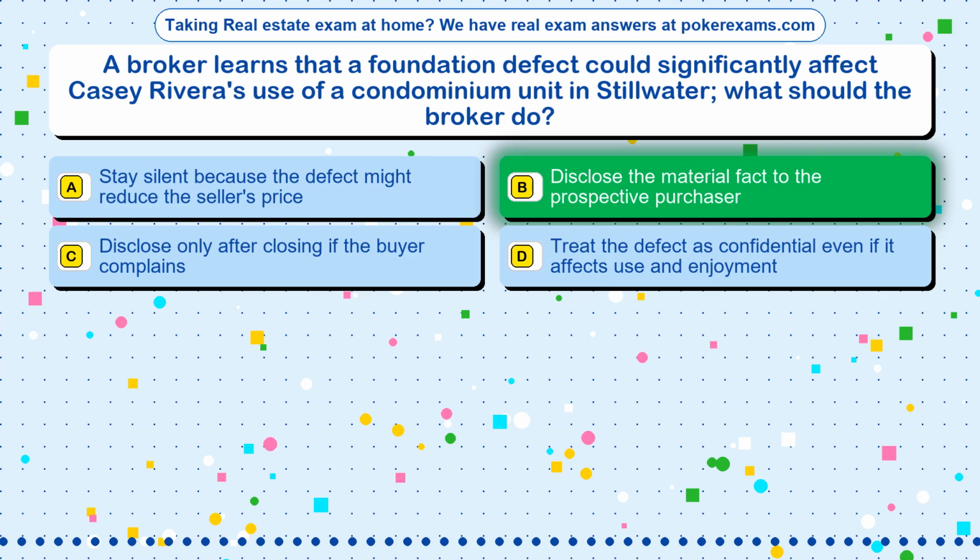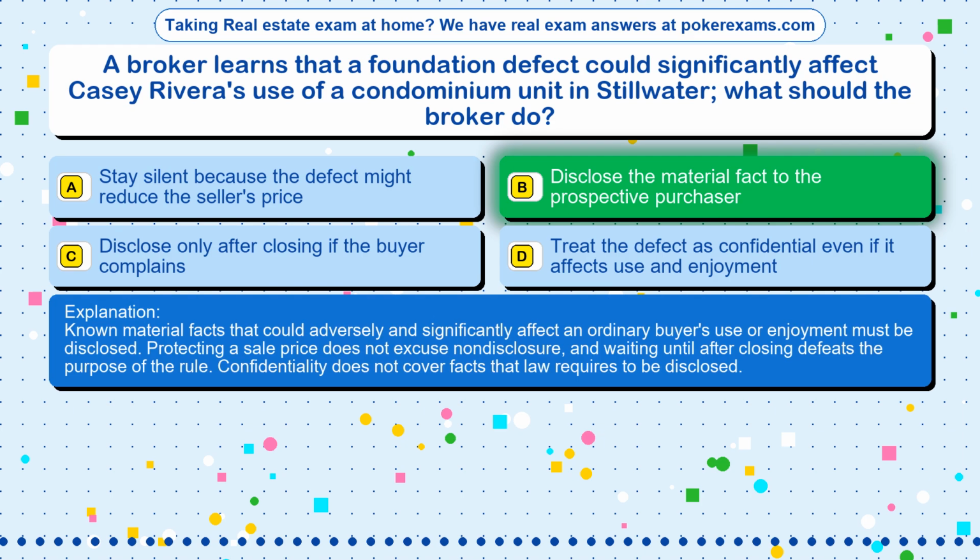The correct answer is option B. Disclose the material fact to the prospective purchaser. Known material facts that could adversely and significantly affect an ordinary buyer's use or enjoyment must be disclosed. Protecting a sale price does not excuse non-disclosure, and waiting until after closing defeats the purpose of the rule. Confidentiality does not cover facts that law requires to be disclosed.